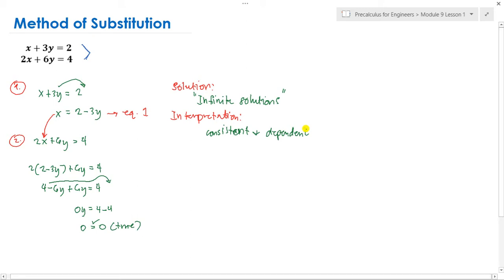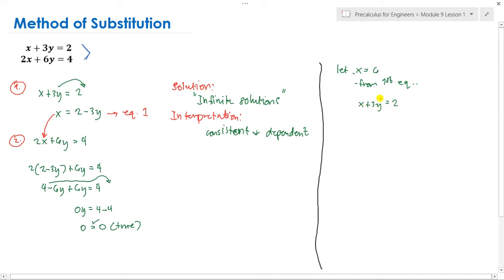Let's say if we have a value of 4, what would be the corresponding value of our y? If you want to prove it, let's try. Let's say I'm going to let x is equal to 6, and I'm going to use the first equation. So from the first equation, that is x plus 3y is equal to 2.